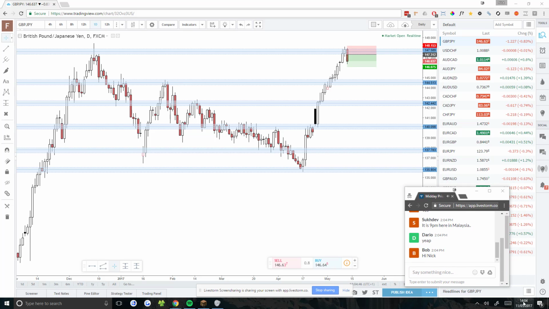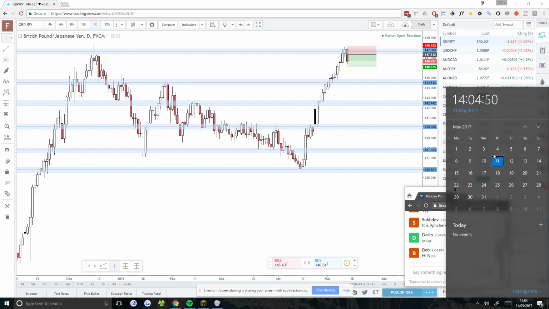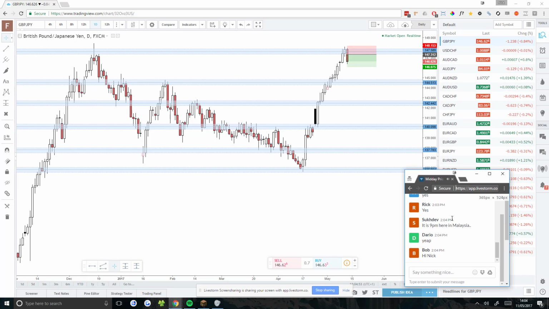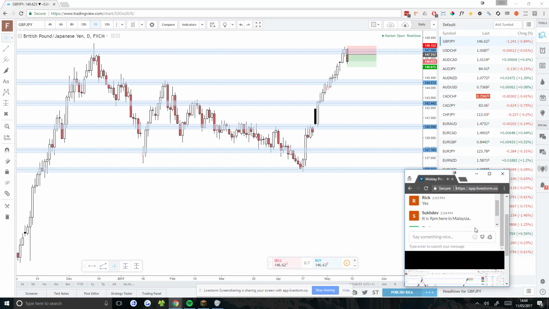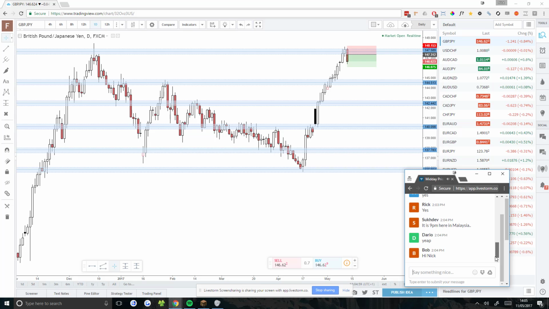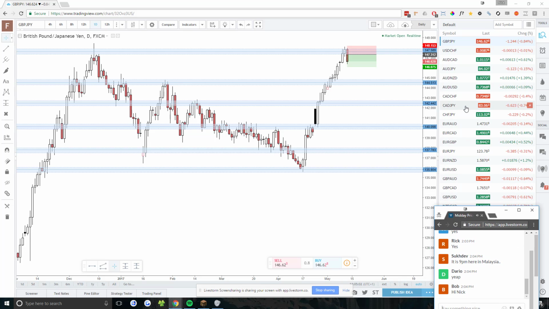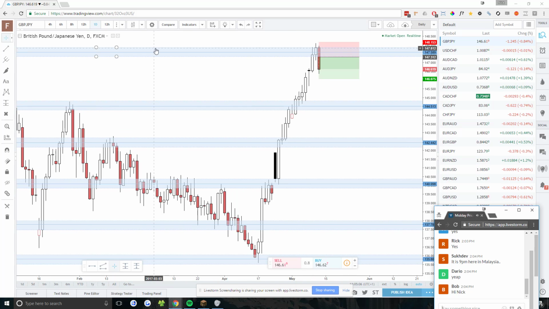Okay, so today is Thursday, the 11th of May, 2017, and the time is 14:04 here in the UK. You are looking at a NZDJPY daily chart. In today's analysis, we're going to do what we do in every day's analysis, go through and look for reversal setups. So let's get started.